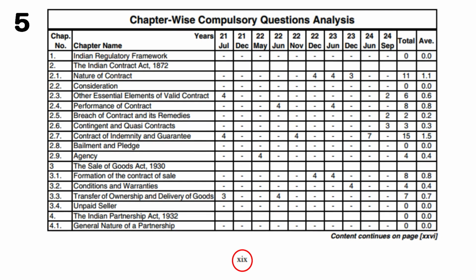Page 19 highlights the compulsory questions asked in different attempts from each chapter and the marks they carried. For example, 2.7 Contract of Indemnity and Guarantee appeared in July 21 for 4 marks, November 22 for 4 marks, and June 24 for 7 marks, totaling 15 marks with a 1.5 average per attempt.